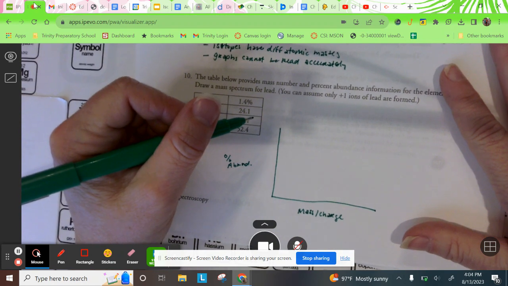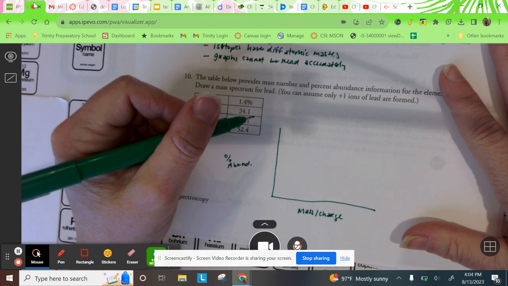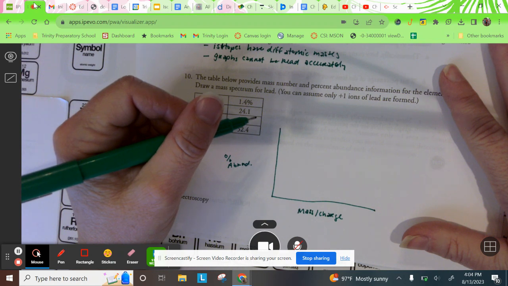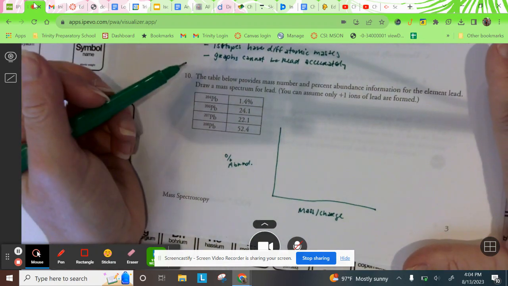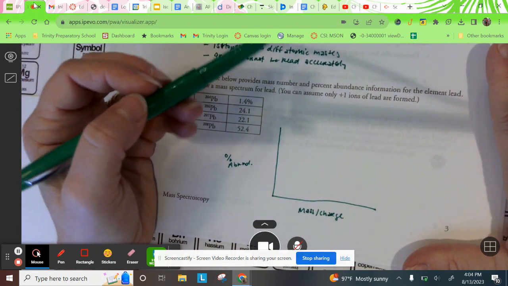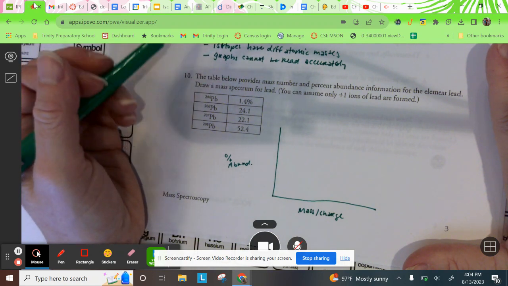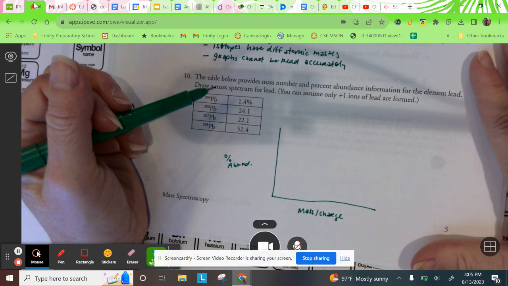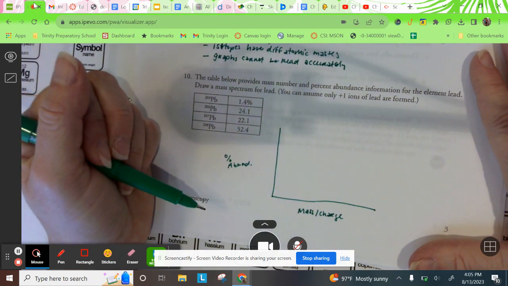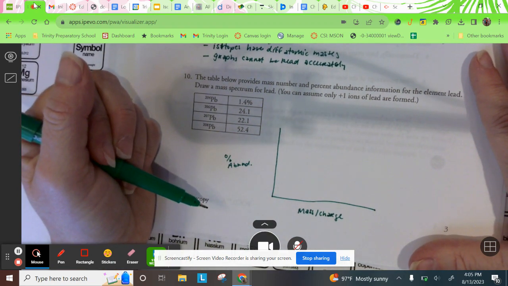and you're just going to label them all out. I would go to 100. And label these. And what does it say? Percent abundance information, okay. And you guys know how to graph, so do I really need to graph this for you? Probably not.